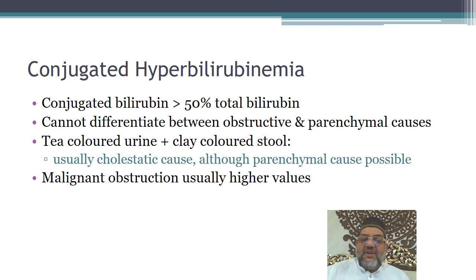Conjugated hyperbilirubinemia is seen in those patients who have got damage to the liver cells. It could be damage to the hepatocyte. It could be damage to the biliary canal. Usually the patient passes dark color urine and clay color stool, and there could be malignancy which may be causing an obstruction leading to conjugated hyperbilirubinemia.